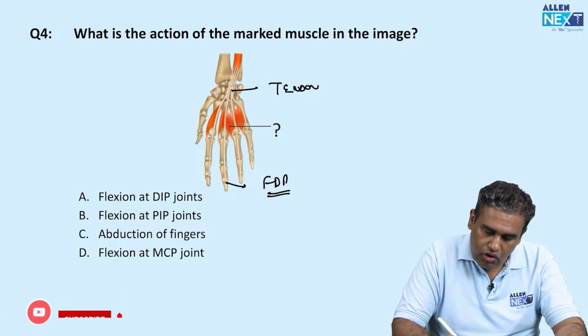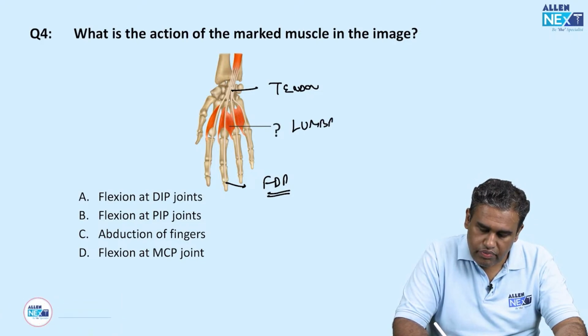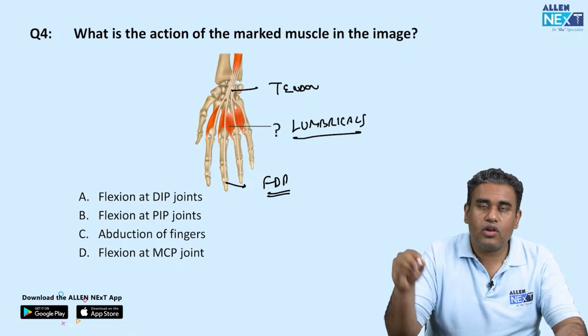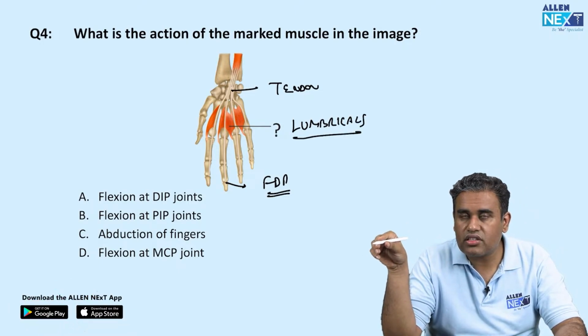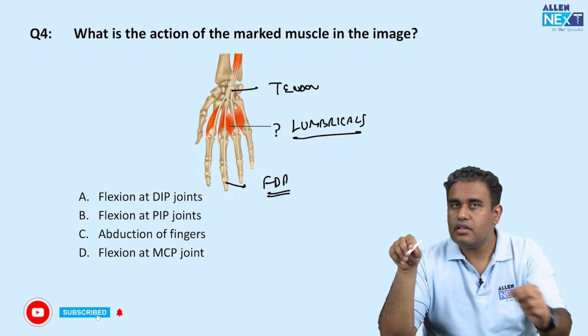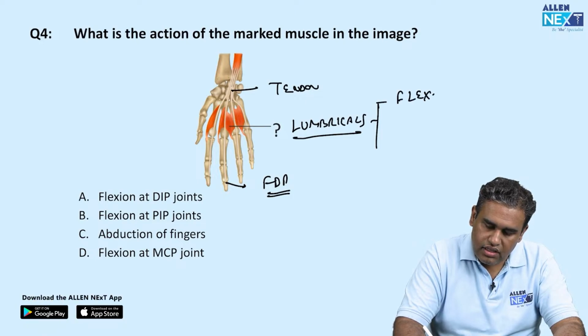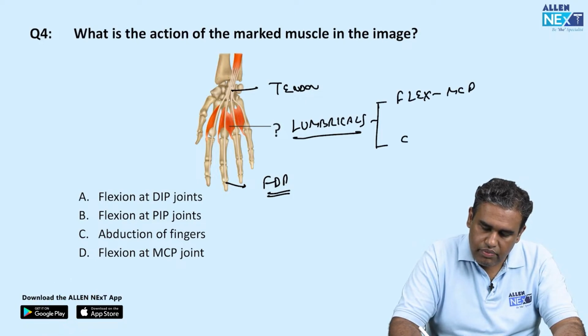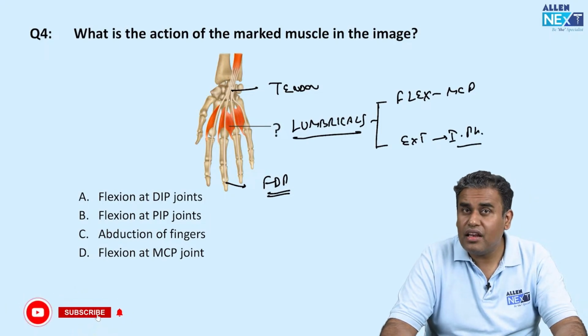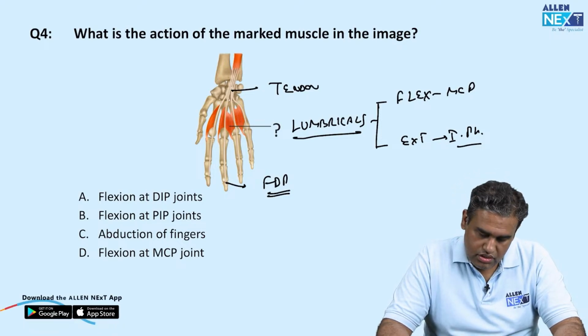The muscle that is coming out from the flexor digitorum profundus is the one that is labeled over here. These are the lumbricals. The lumbricals' action is a pen holding position. They flex the MCP and they extend the interphalangeal joint. So the major action is that they flex the metacarpophalangeal joint and extend the interphalangeal joint. Let's see the options. If we have good knowledge, we can search for the options.